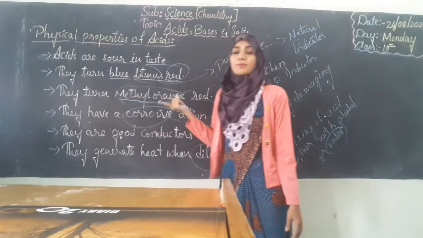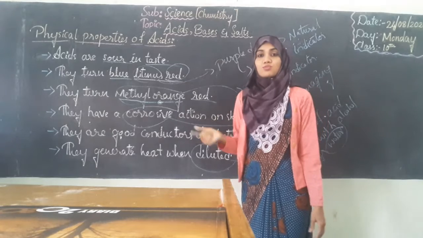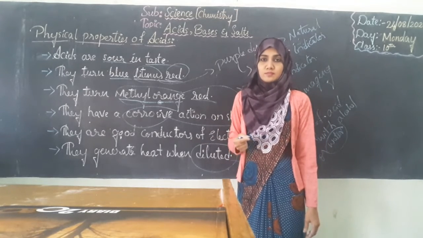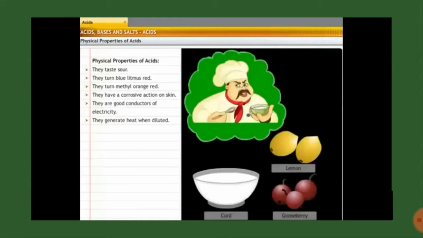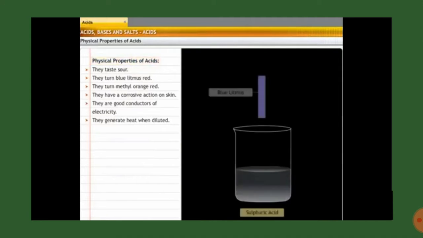Now these physical properties, students, we shall see through this graphic video. So here are the physical properties of acids, and we know that acids taste sour. You might have eaten curd which contains lactic acid, because of which it tastes sour. And the second property, they turn blue litmus red. You can see here, students, it also turns methyl orange red.